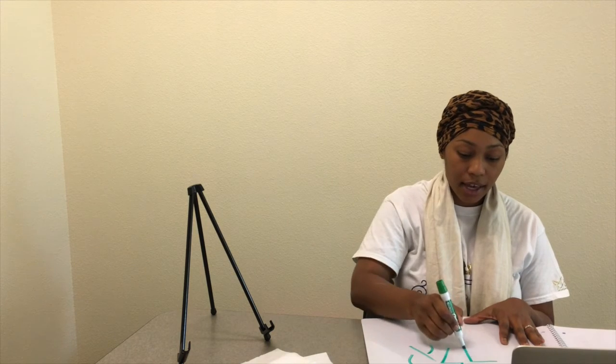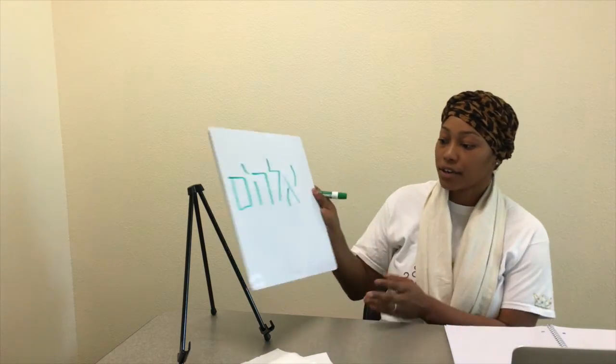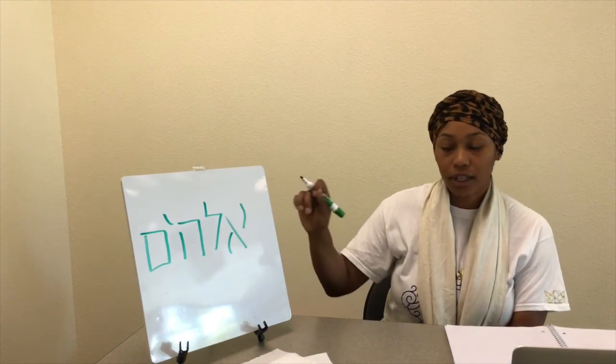So let's look at a word that we're all familiar with. It's the term we say, Elohim or Alahim. So it's Aleph, Lamed, Hey, Yod, and a Mem Sofit. These are all letters that we should all know, and it would look something like this.